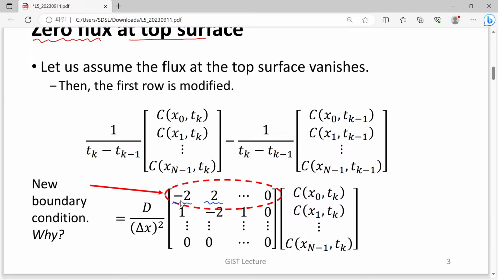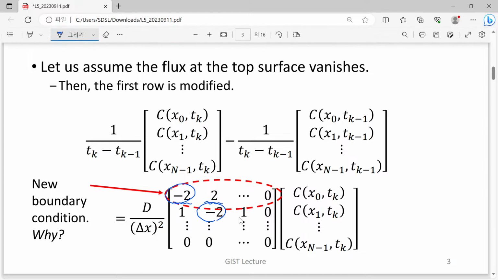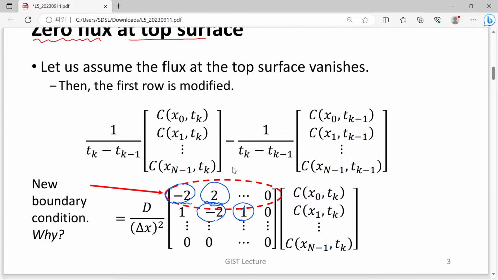Well, at first glance it looks quite strange. So minus 2 is taken from this minus 2. But this off-diagonal component had just the number 1 previously, and now I'm using the number 2 instead of 1. So my question is, why do we have this kind of seemingly strange behavior? Do you have any idea about why?